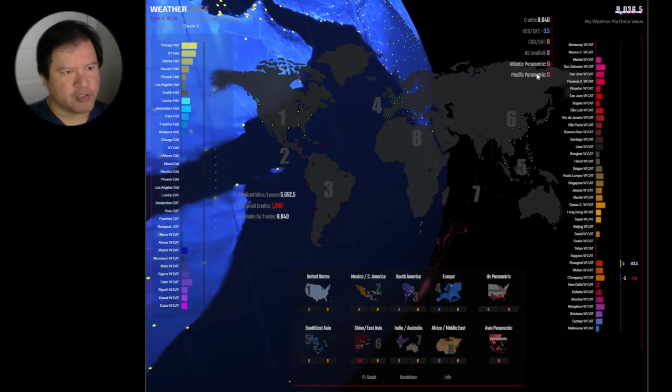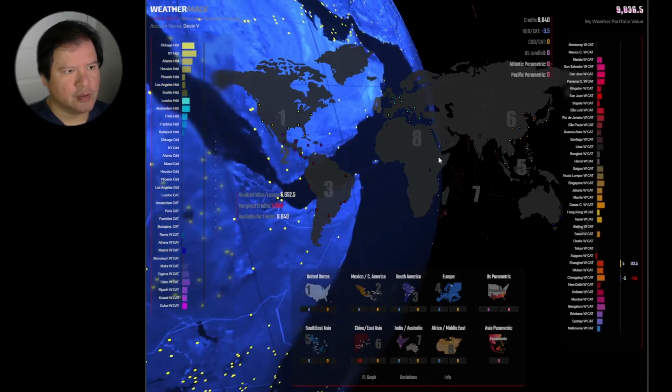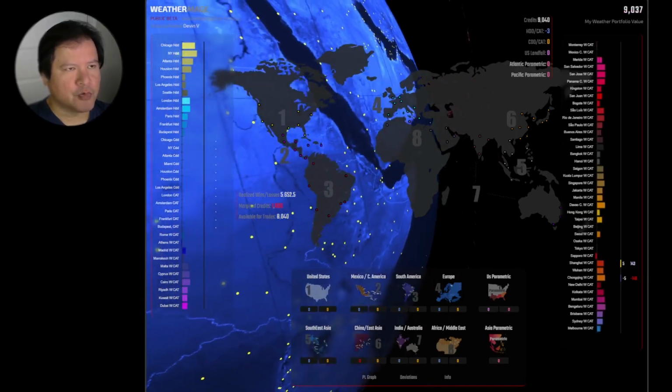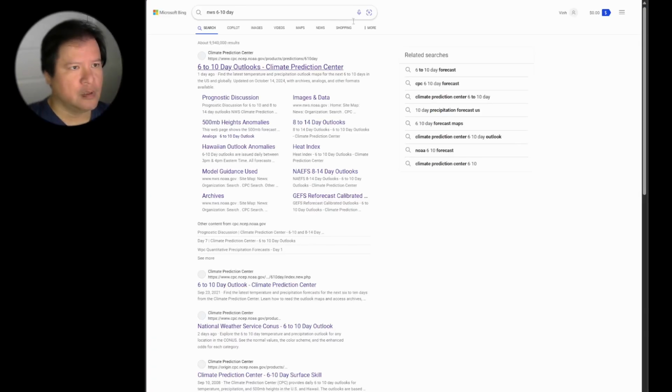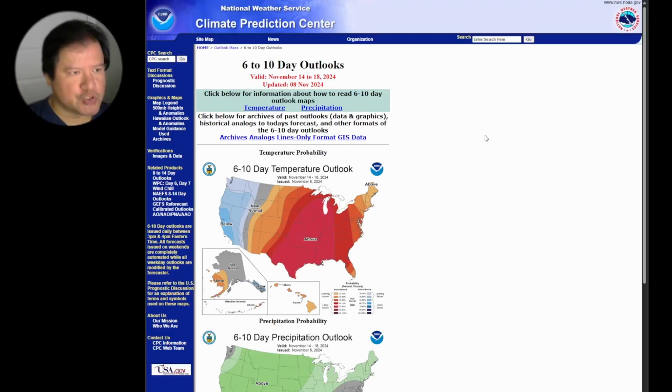So let's do some trades to apply what we just learned. I'm going to do something interesting here. I'm going to pull up the NWS 6 to 10 day and see what it's projecting for the US here. So it looks like Texas and Chicago are going to be pretty warm in the next 6 to 10 days, while the West is going to be cool. So let's see what we can do given this forecast.